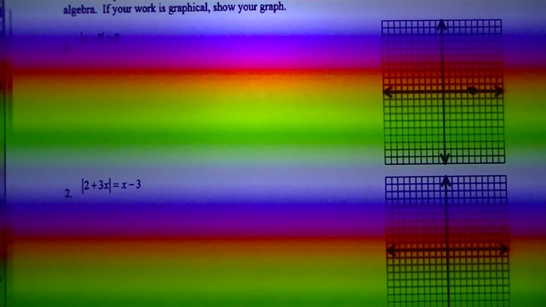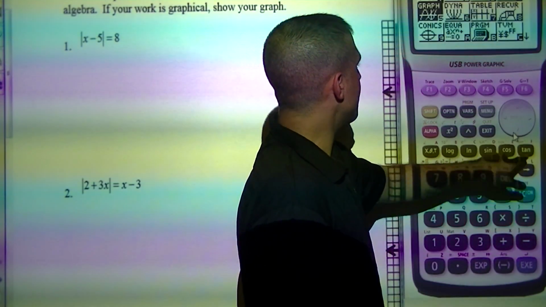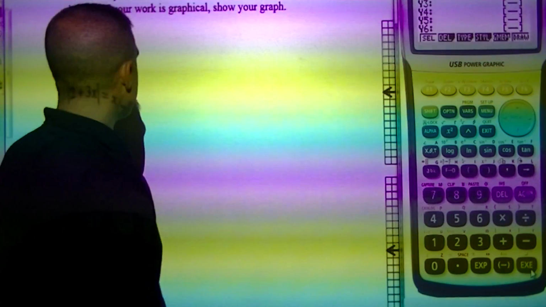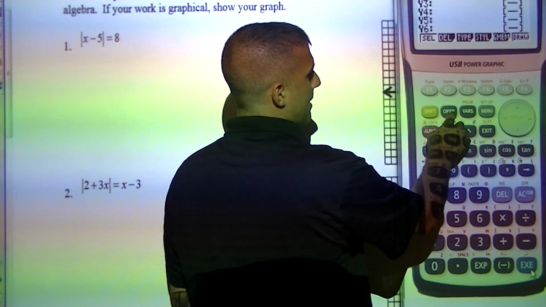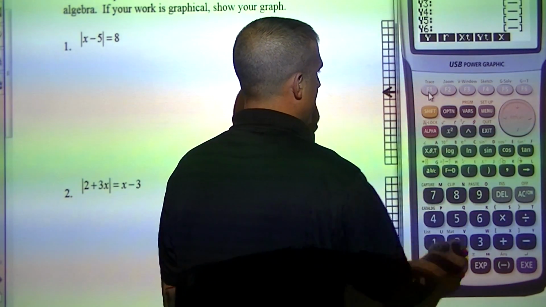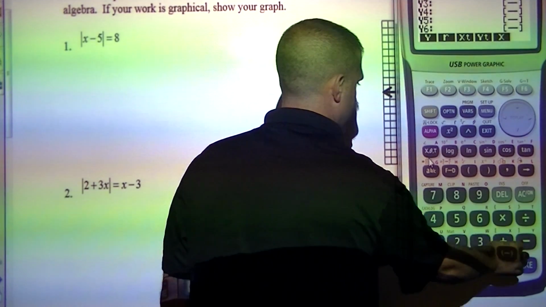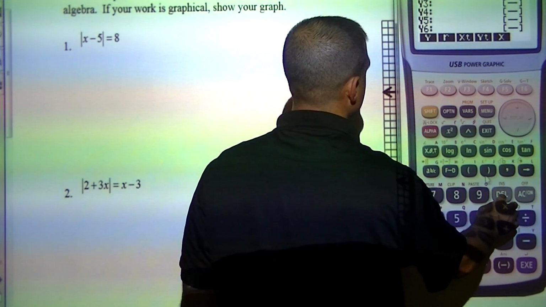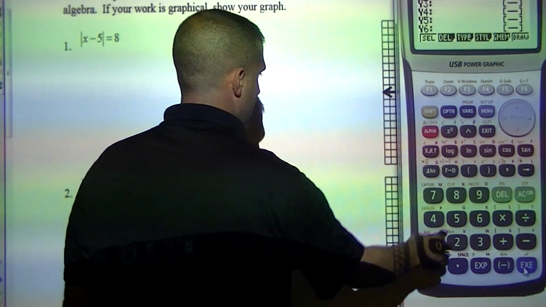Absolute value of x minus 5 equals 8. So what you're looking for here is you want to go into the calculator, the menu, you want to go into graph. You're going to type the first one in, which is absolute value of x minus 5. Absolute value is located under option, num, absolute value. Make sure you put parentheses around the part that is an absolute value. All right, and then the other line is 8.